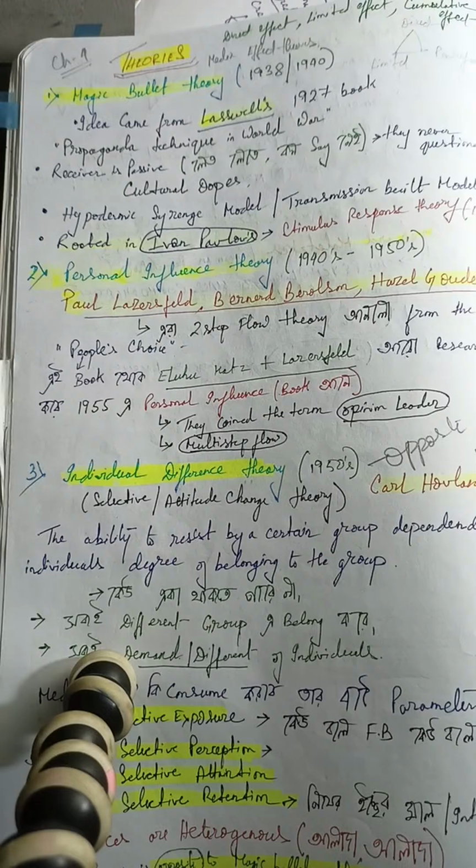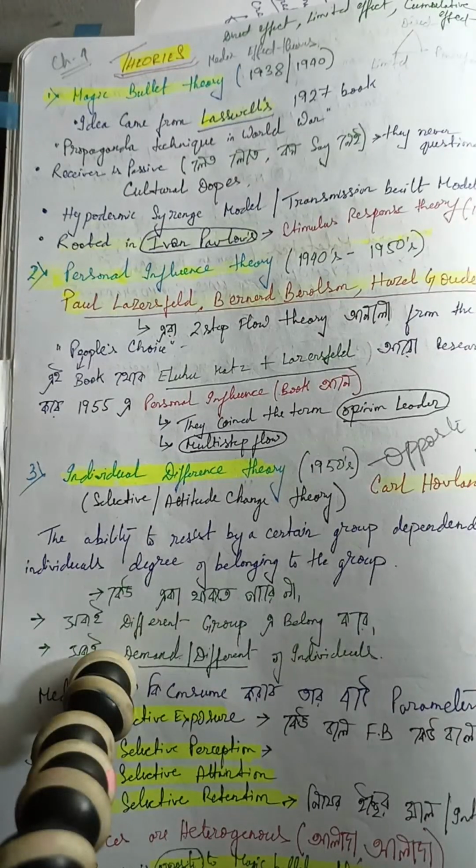In this theory we can say that receivers are passive. That means they never question. They are actually the cultural dopes. The hypodermic syringe model is the transmission belt model. It is rooted in Ivan Pavlov's stimulus response theory of 1930.